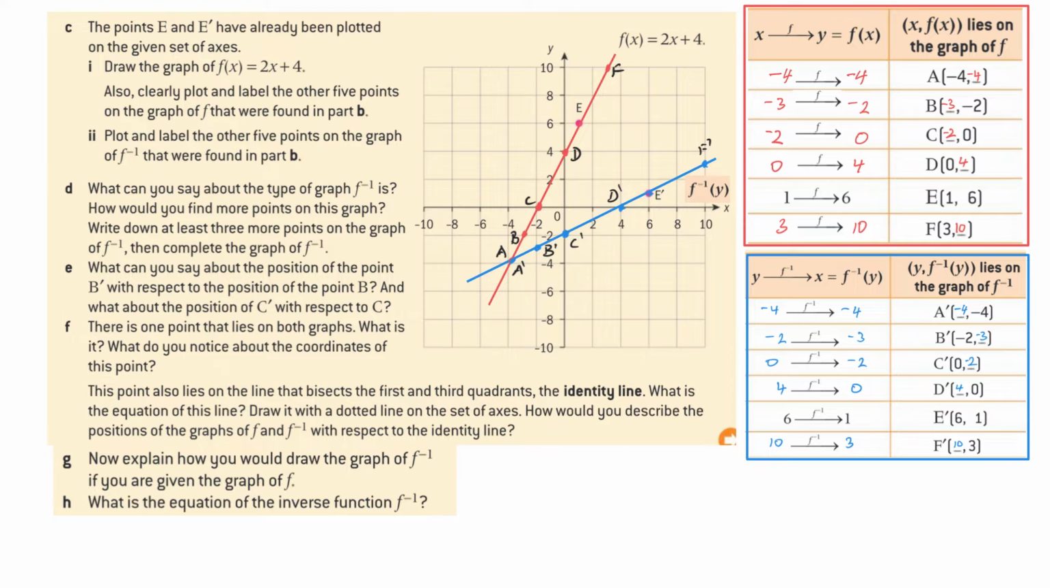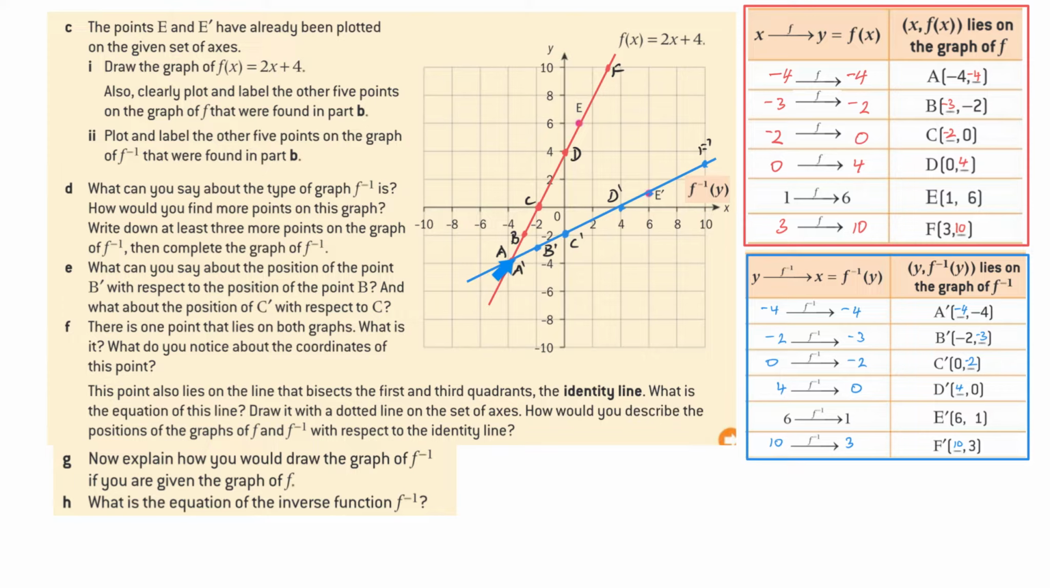Is there a pattern? F. There is one point that lies on both graphs. What is it? Well, it looks like A and A dash, right? It's the same point. What do you notice about the coordinates of this point? Well, the coordinates of that point, it's very interesting. It's minus 4 and minus 4 for the function, and because it's the same point, it's minus 4 and minus 4 for the inverse function. So it says, what do you notice about the coordinates of this point? The x and y values are the same at that point.